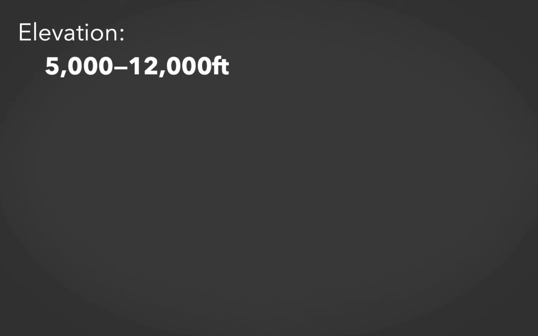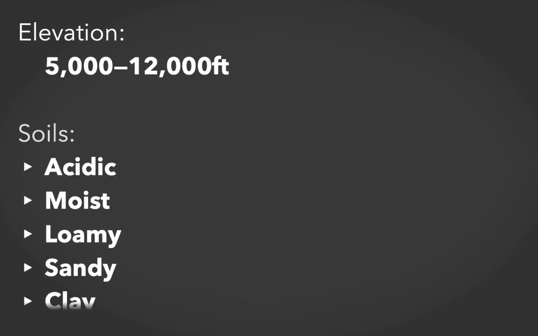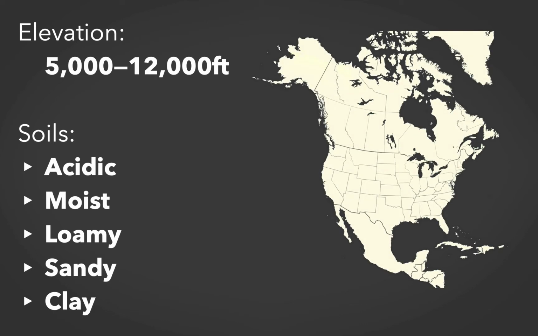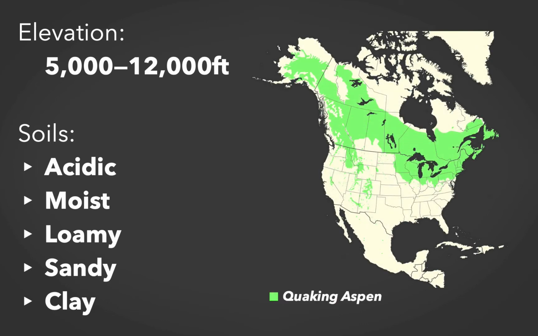These colonies can thrive anywhere from 5,000 to 12,000 feet of elevation in many different types of soil. Its ability to grow in a variety of conditions makes it one of the most widely distributed tree species in North America. Here is a map illustrating the areas where quaking aspen grow in North America.